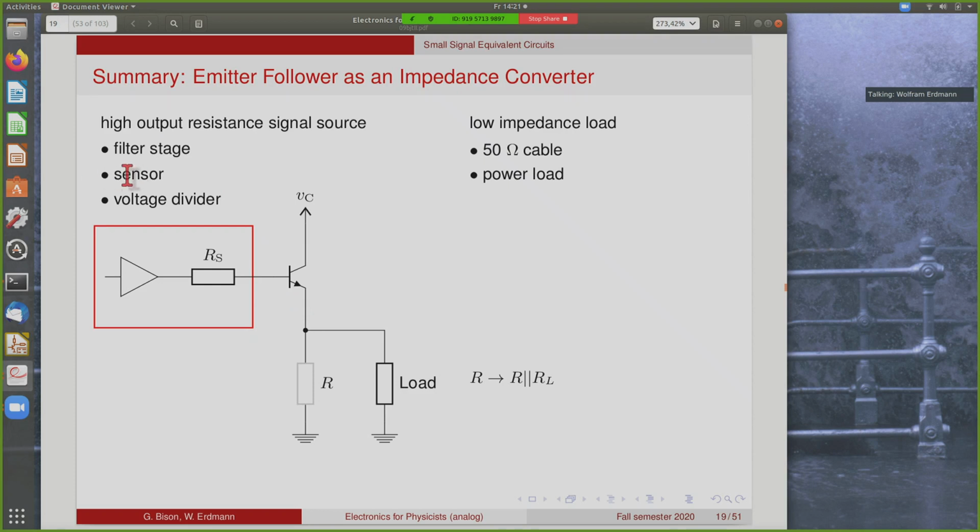But many sensors also have the same problem, that they have high output resistance and also voltage dividers do the same. On the other hand, you can have a low impedance load, for instance, the well-known 50 ohm cables, which is a very small impedance for many circuits, or you have a power load that you really want to drive with a substantial current. So these are applications where you can use an emitter follower as a very simple option. And in this case, when it's a resistive load, the load itself becomes part of the emitter resistance. So you replace R by R parallel with the load resistance.